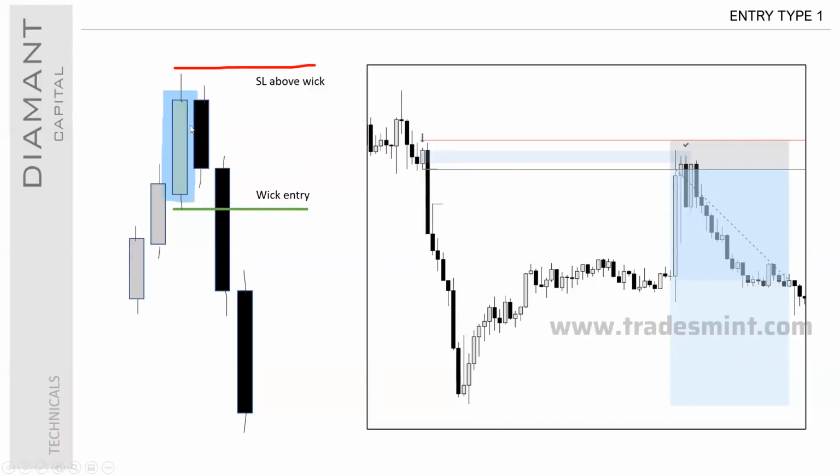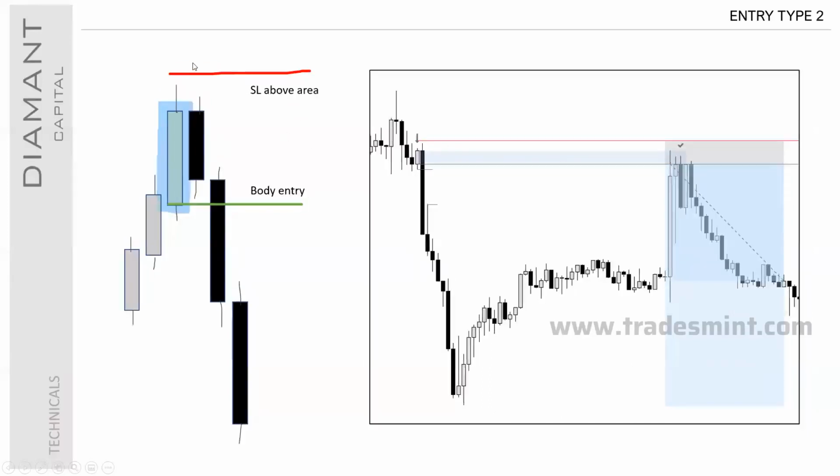Now, you've got this wick entry. Stop loss would be just above the top of the wick. The second type would be the body entry, with stop loss above the area as well, just to keep it safe. So not just above the wick, but surrounding candles as well. The body entry is widely used, especially for people who work on the 1 hour time frame.